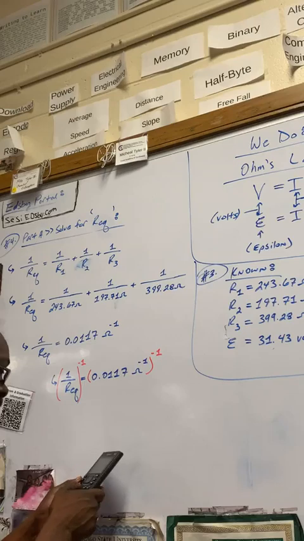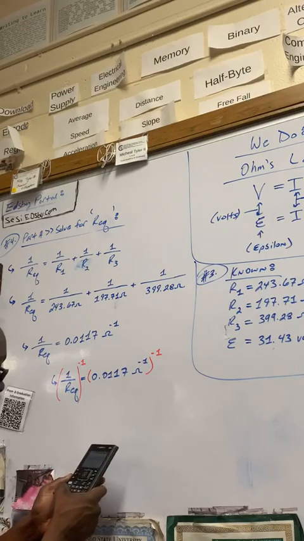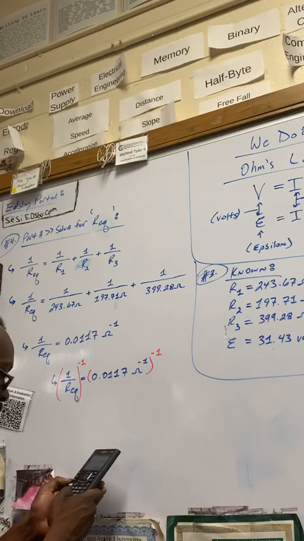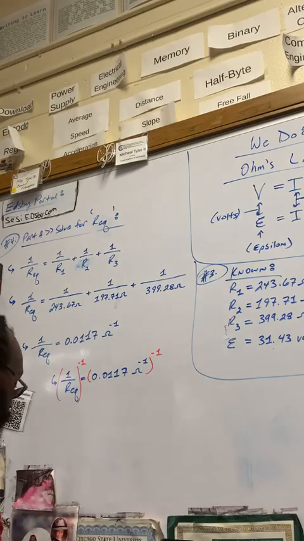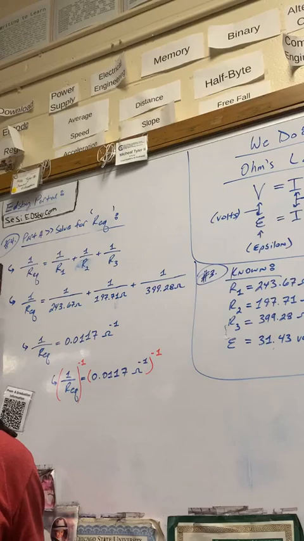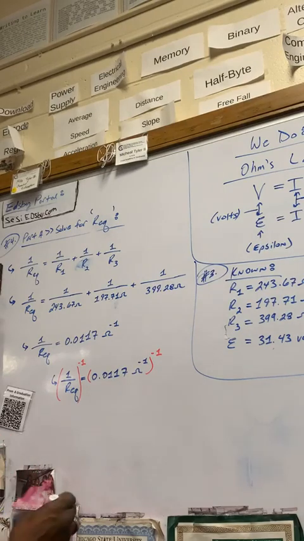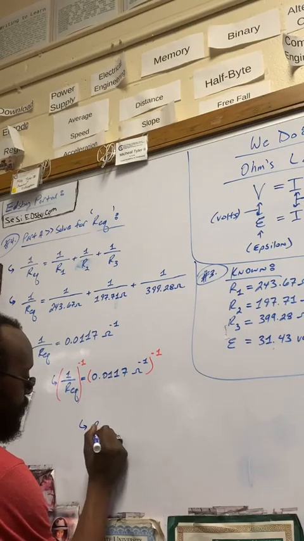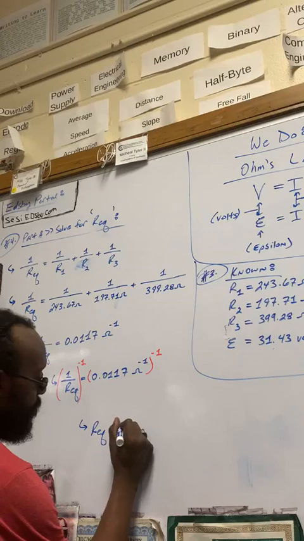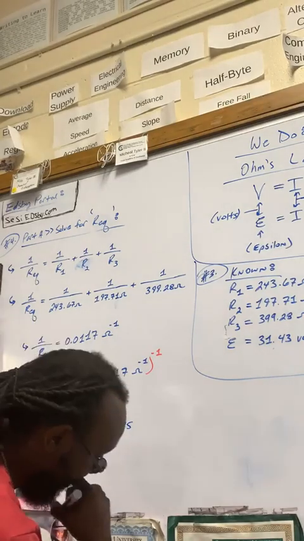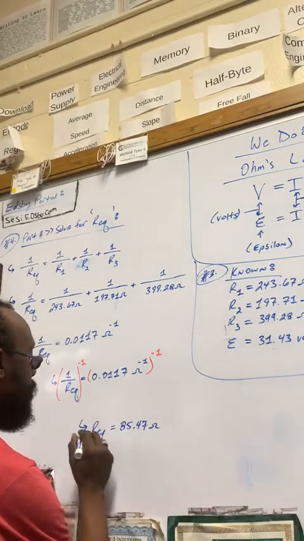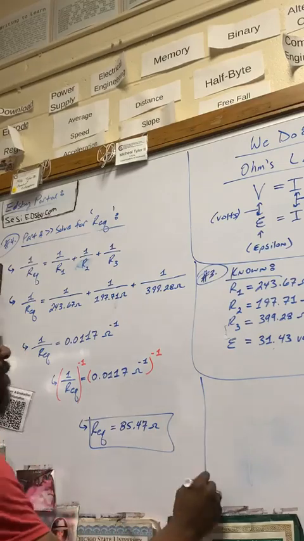So I'm gonna take my calculator, type in 0.0117. I'm going to raise it to the power, right? So caret negative 1, and it turns into 85.47. Now I can officially call it ohms and not ohms to the negative 1. Let's go ahead and write that. Okay, that helps us out.